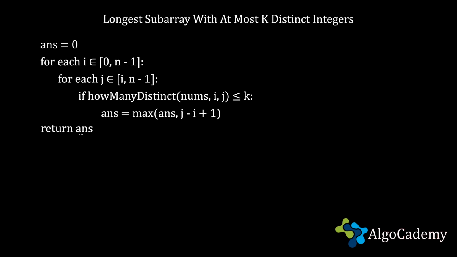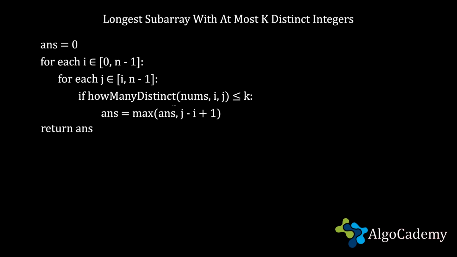And what I'm going to do is have those 2 nested for loops to try out each and every subarray, i and j, and then I'm going to call the function how many distinct of nums of i and j. This function is going to compute for me how many distinct integers are in the subarray nums of i and j, and if that number is indeed less than or equal to k, I'm going to update the answer with the maximum between its current value, so the current solution that I found, and the length of this subarray, which is j minus i plus 1.